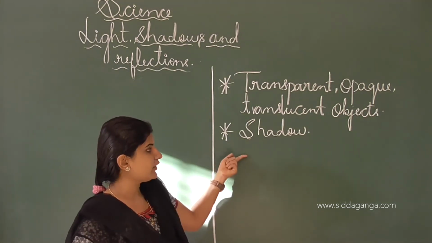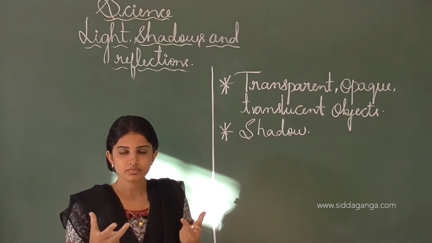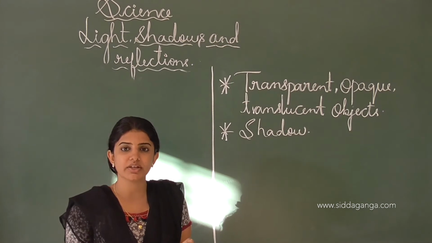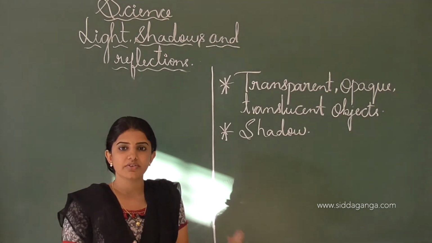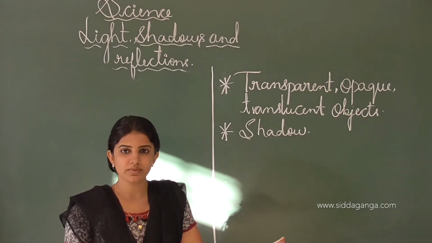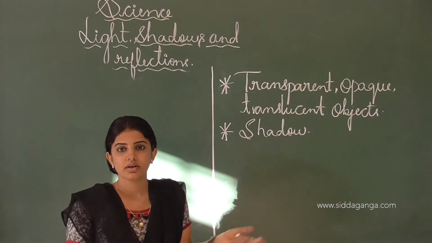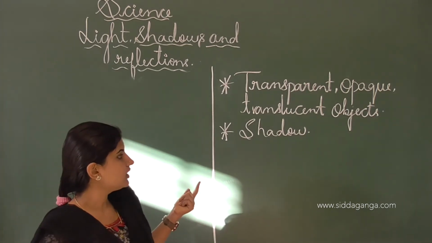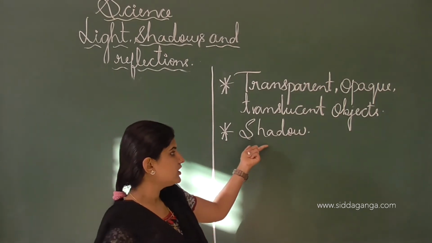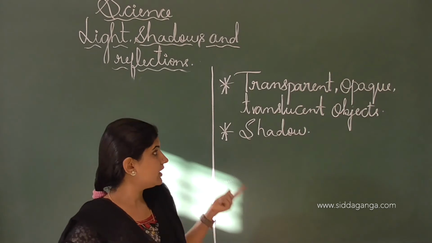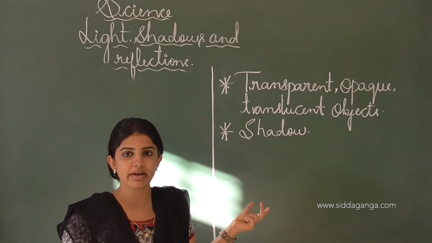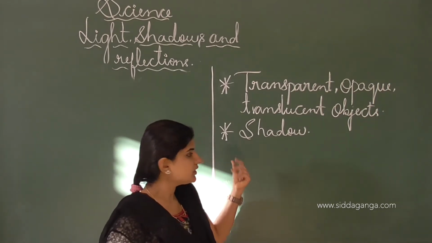And next one is the shadow. Shadow is formed by opaque objects. When the light falls on such opaque objects, it will create a dark patch which appears on the ground or on another screen, and usually opaque objects create a shadow. Like that we can categorize objects into transparent, opaque and translucent objects.